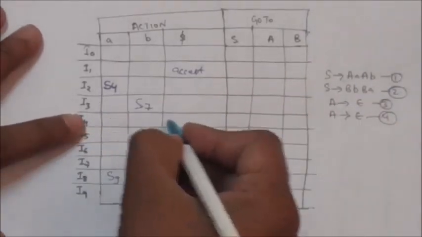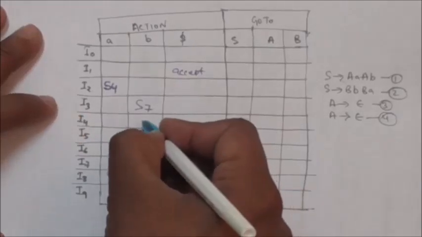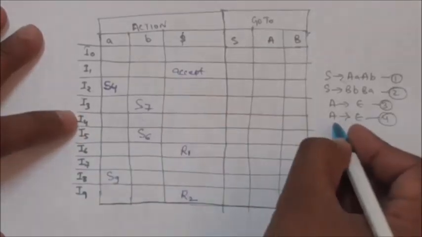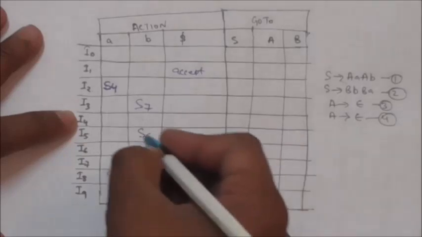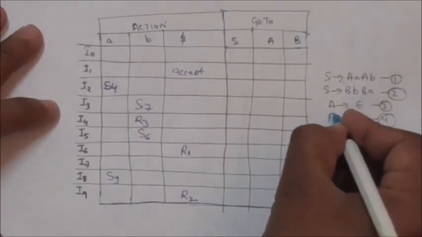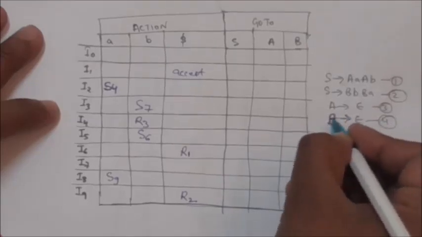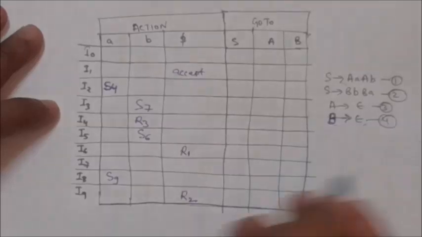So in the I4 row, and column labeled by terminal symbol P, I'll write R3. Now see, this is the production rule B derives empty, B derives empty, not A derives empty. This is the production rule number 4.